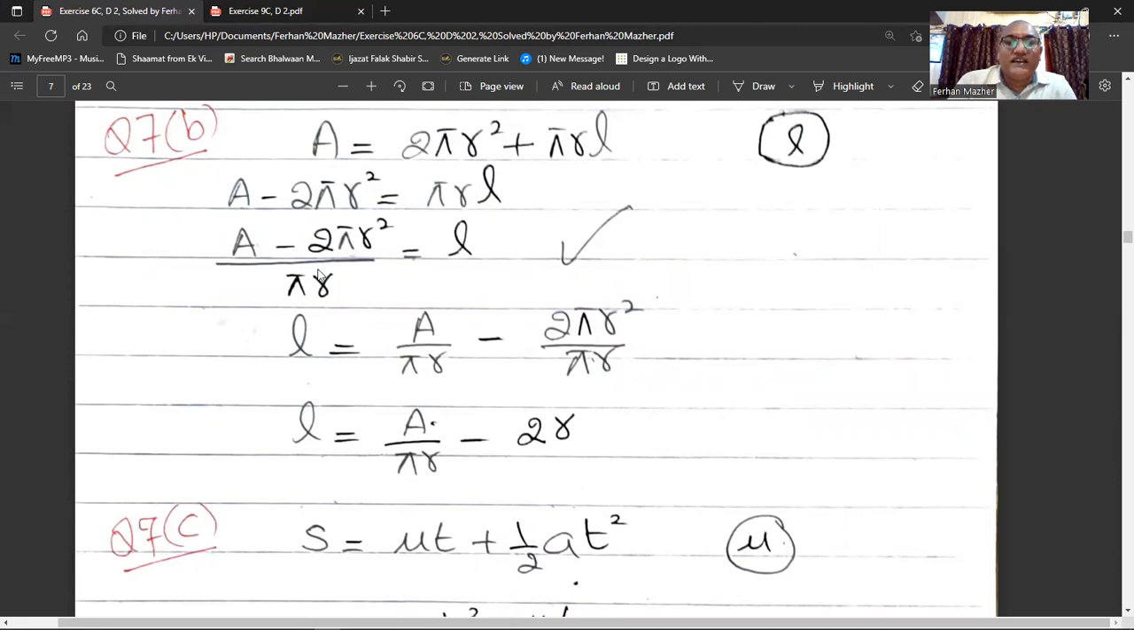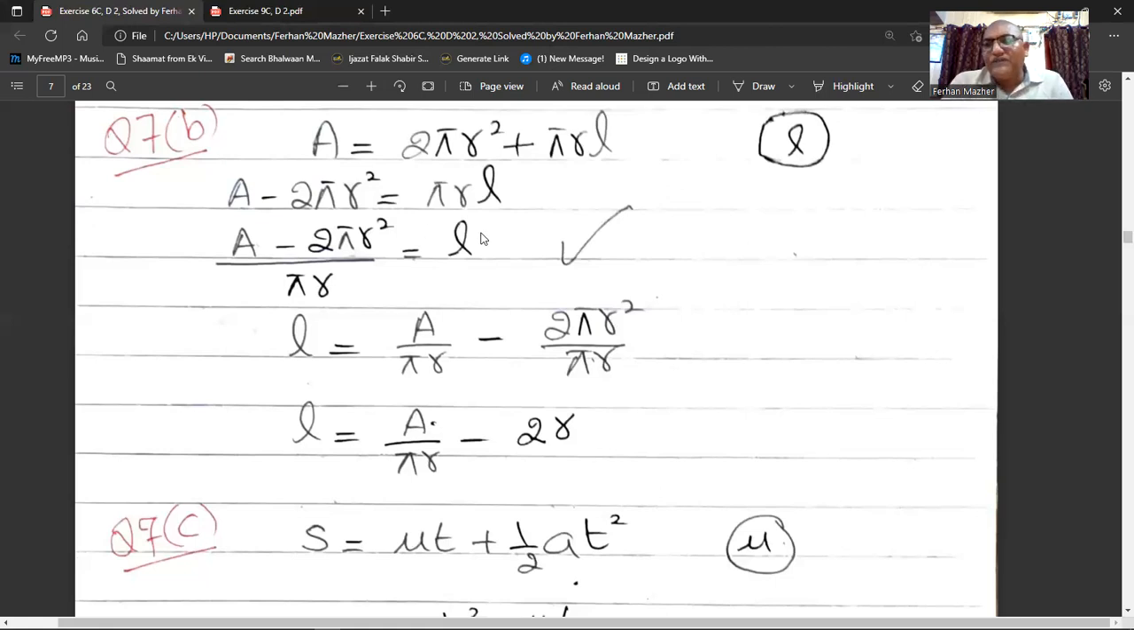You can further simplify it, since pi r can be written under both these terms. So you will have A by pi r minus 2 pi r square divided by pi r. A divided by pi r, and this pi r and pi r will be pi, and pi will be cancelled; r square divided by r will be r. So you are left with only minus 2r. In the book, the answer is this.